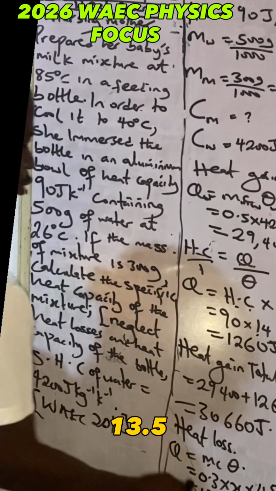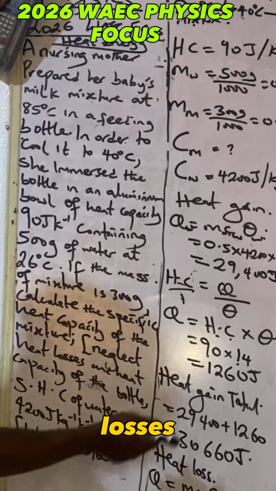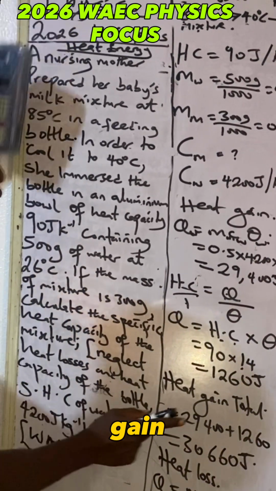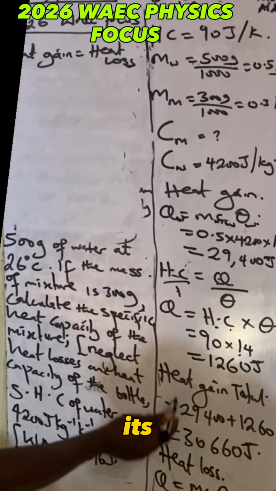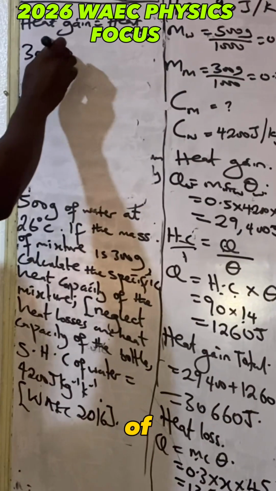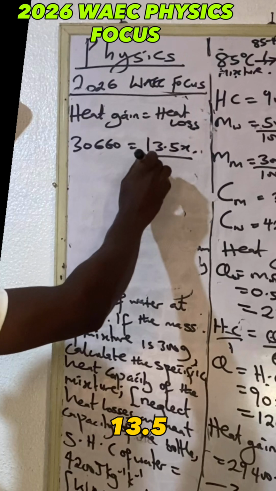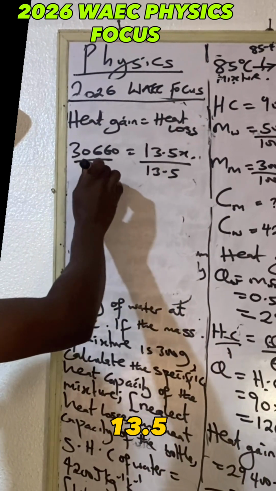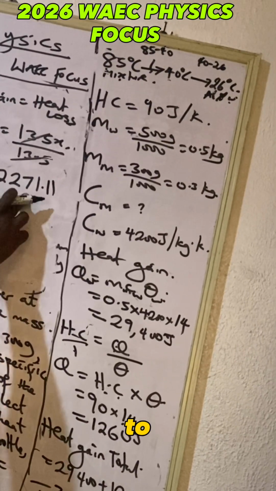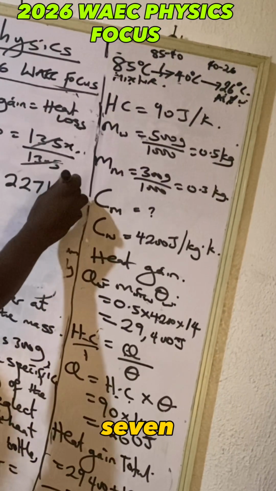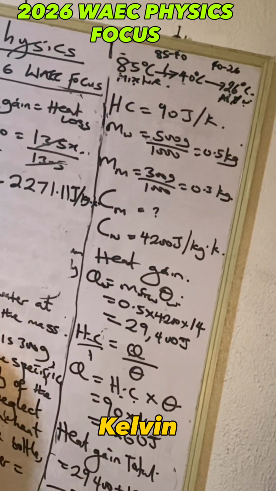So then, from the question, they mentioned to neglect the heat losses and the heat capacity of the bottle, meaning that the heat gain is equal to the heat loss. Under the principle of mixtures, heat gain is equal to heat loss. So what is your heat gain on the board? The total answer of your heat gain, 30,660, is equal to, what is your heat loss? 13.5 s. So divide both sides by 13.5. This cancels this, s is equal to, so this divided by this, you are having 2271.11. That is the unit, joule per kilogram per Kelvin. So this is the specific heat capacity of the mixture.